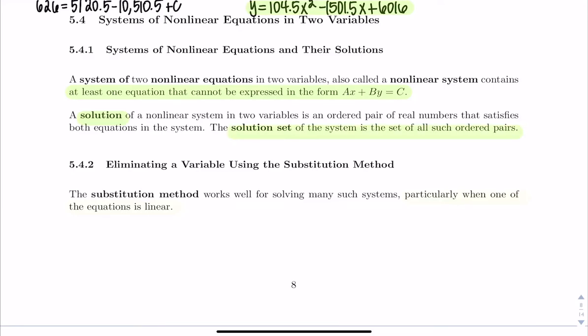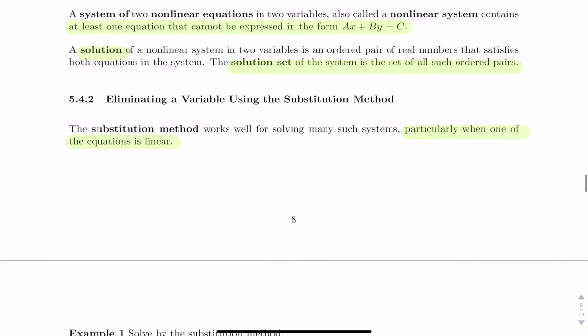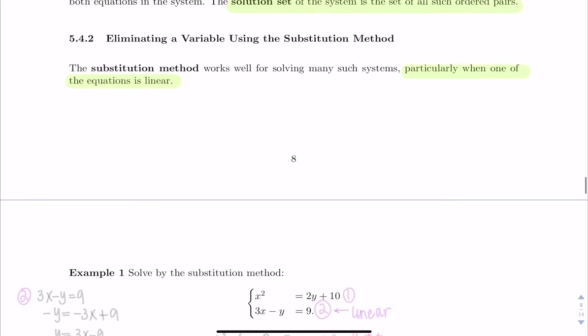And so how can we solve these? We can use the substitution method, particularly when one of the equations is linear. So when one's linear, substitution is a good way to go.